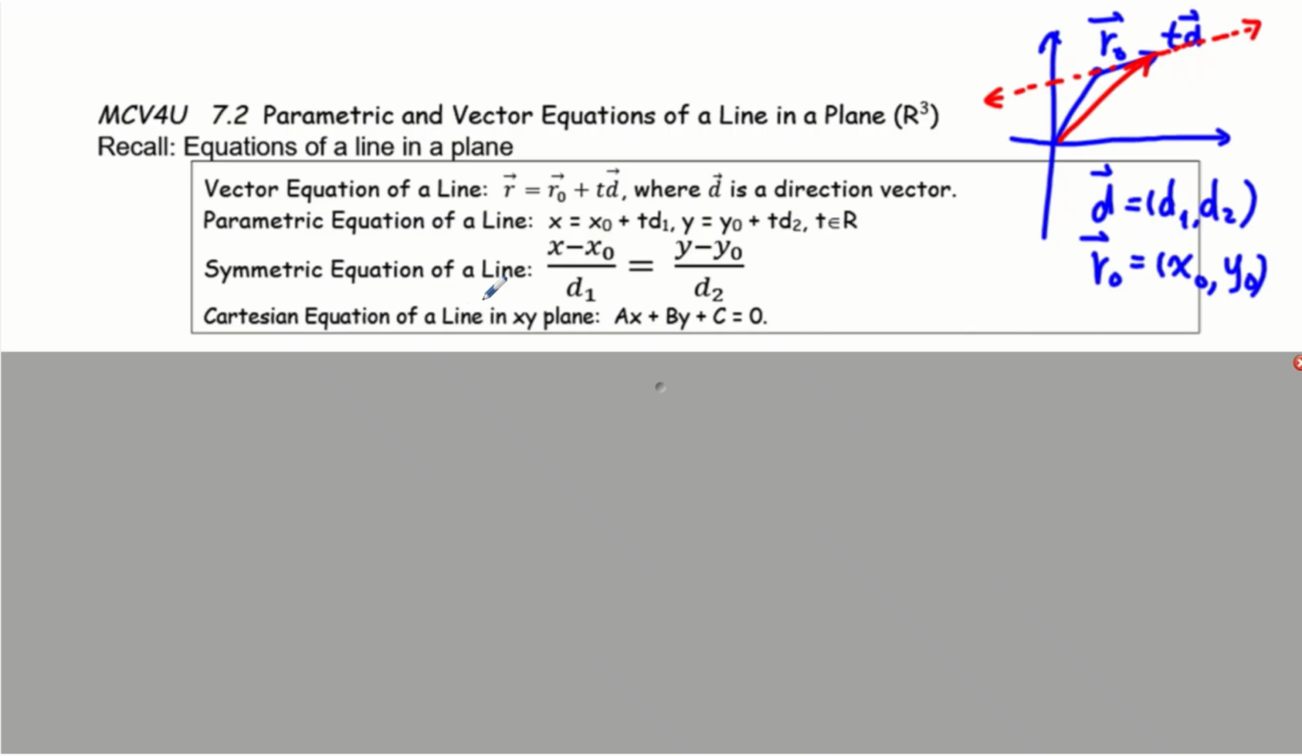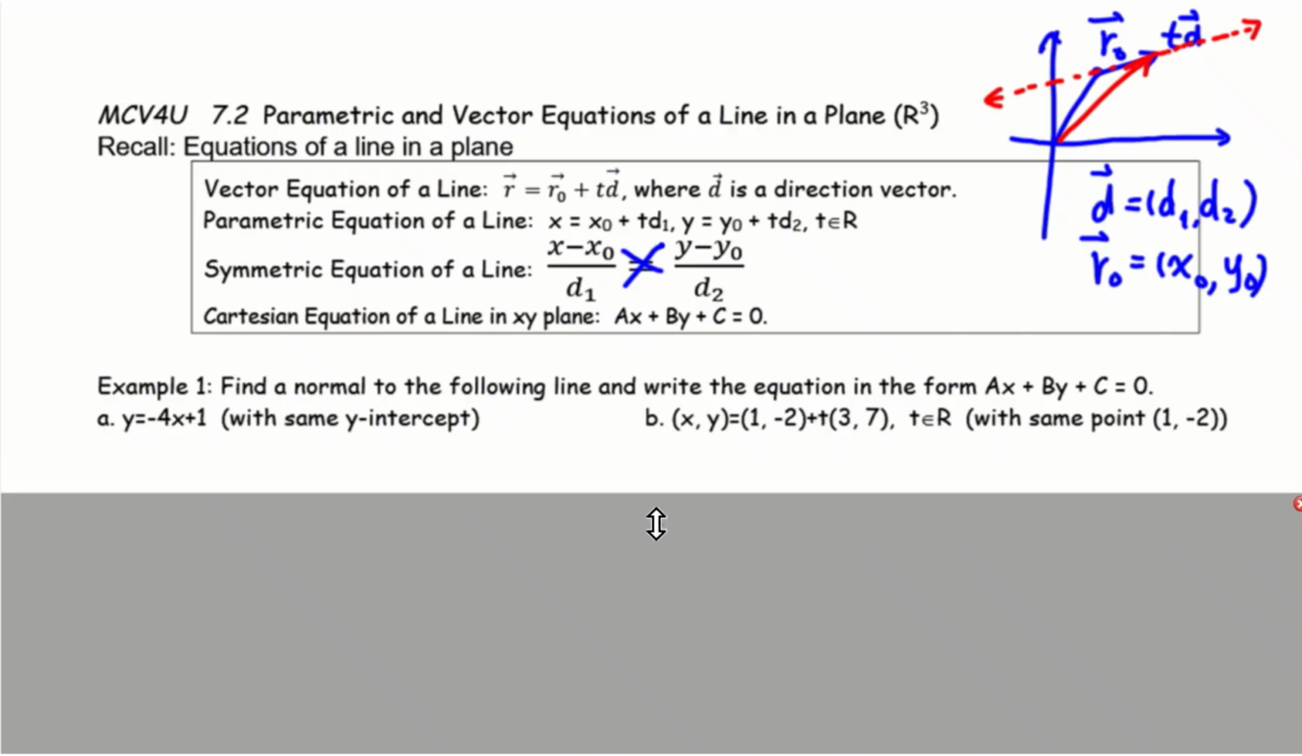And the symmetric equation is just x solved for t. X minus x0 divided by d1 equals y minus y0 divided by d2. Or you could just remember x minus the first point, x direction, y minus first point, y direction, all over the direction vector, x direction, y direction. And the Cartesian equation in standard form, we could just cross multiply, then simplify, and we have this one.